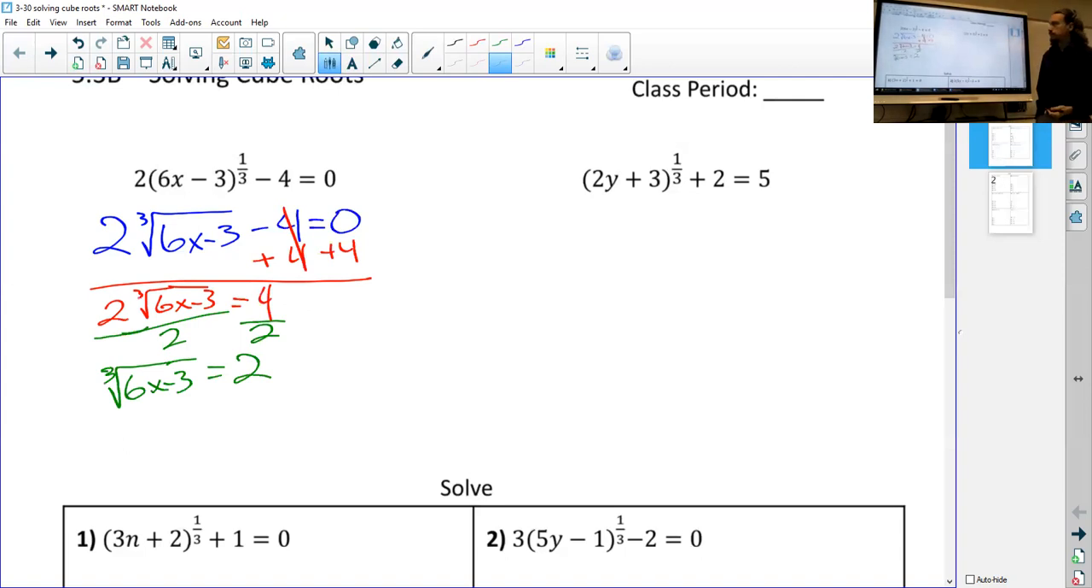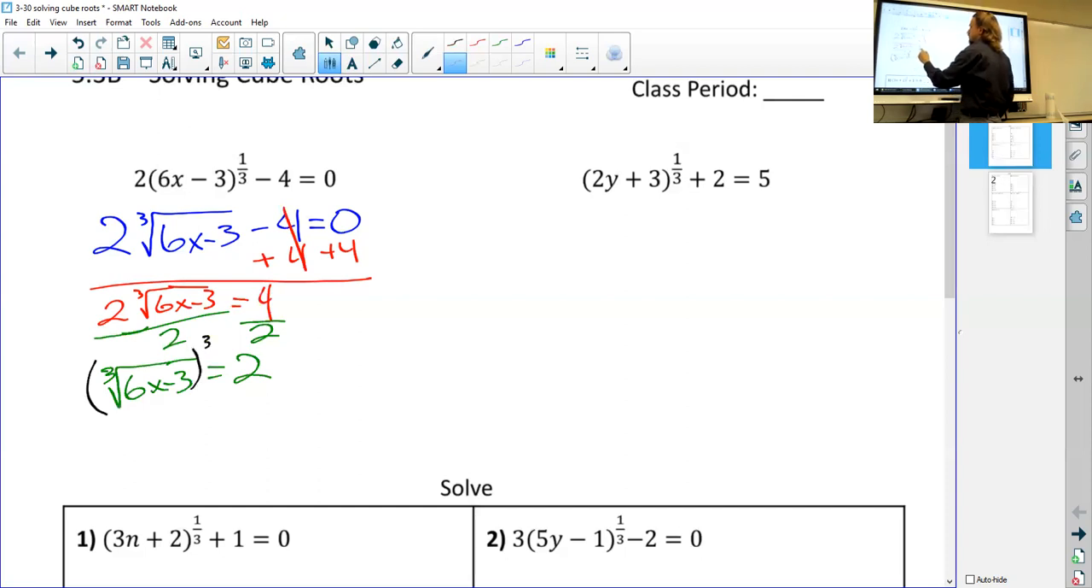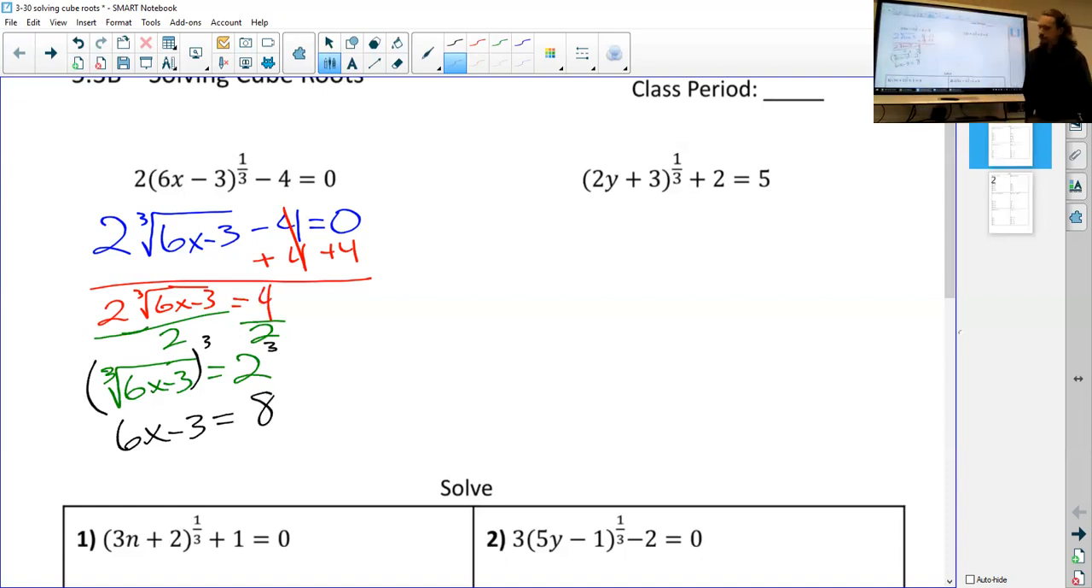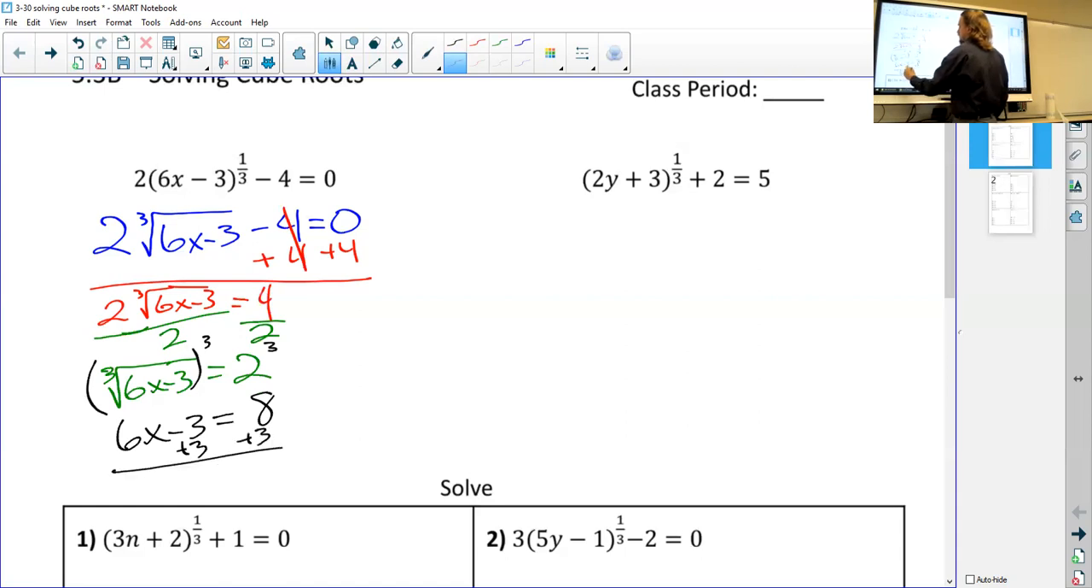Now to get rid of a cube root, the opposite, as you probably guessed, is to cube both sides. So it's going to leave 6x minus 3. On the other side, 2 to the 3rd power, 2 times 2 times 2 is 8. And then we just solve for x. Plus 3 to both sides. We know how to do this. 6x equals 11, or x equals, we divide both sides by 6, we get 11 over 6.